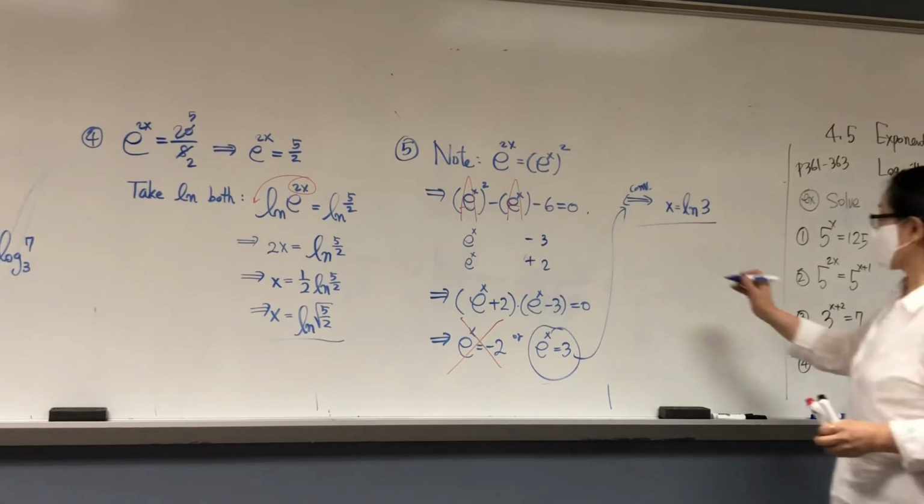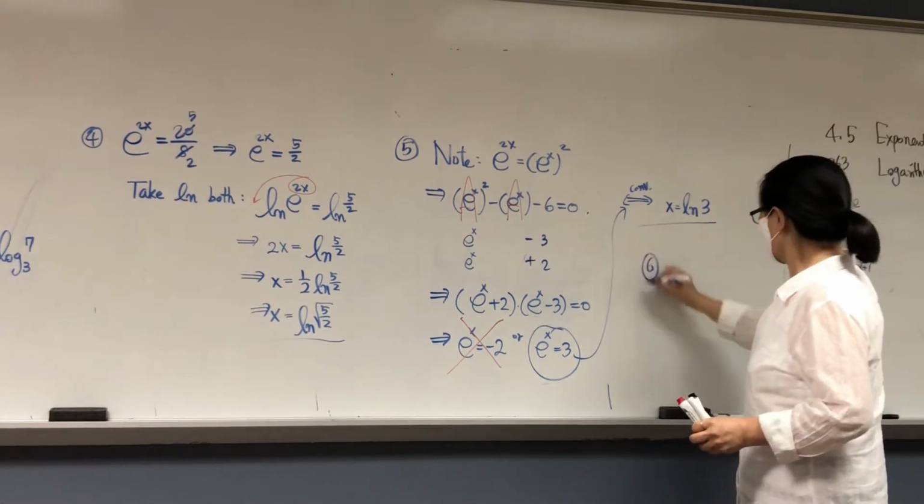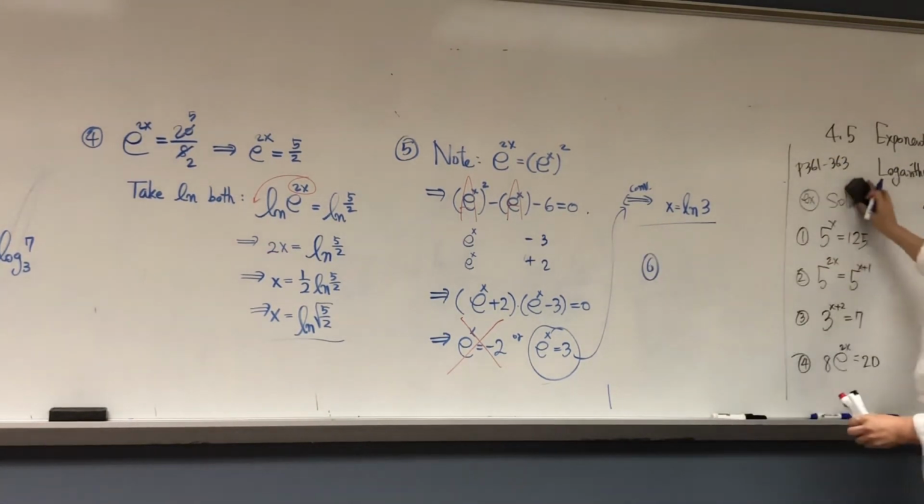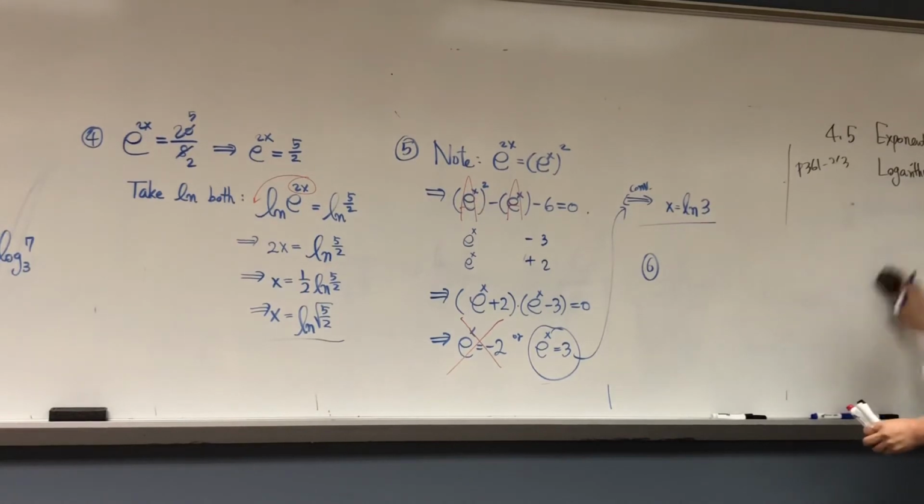How about 6? What is a common factor? Can I erase this? What is a common factor?